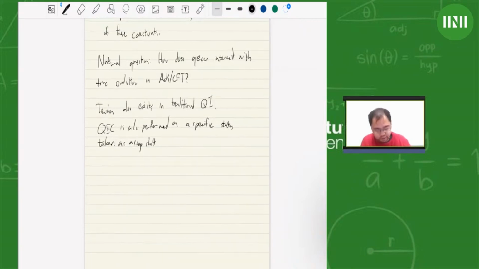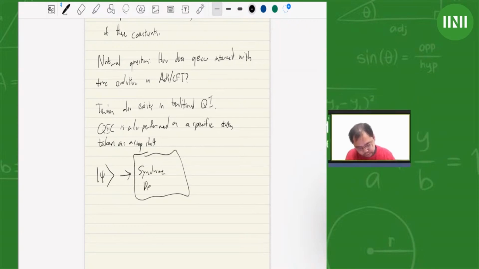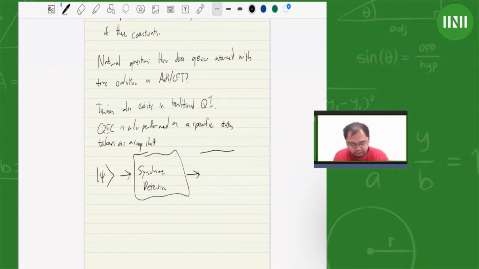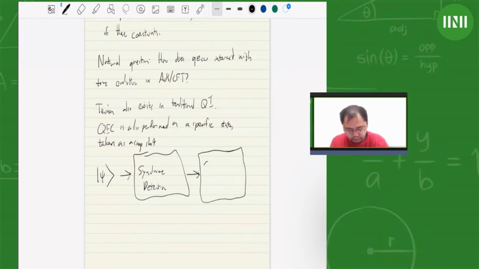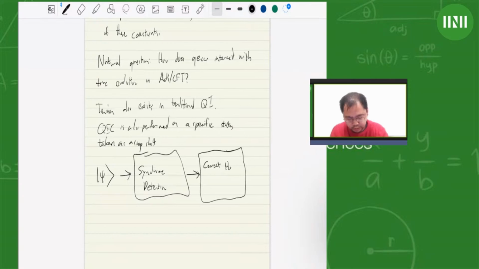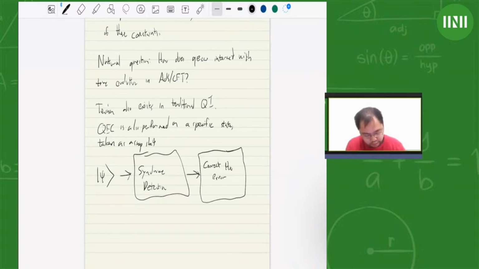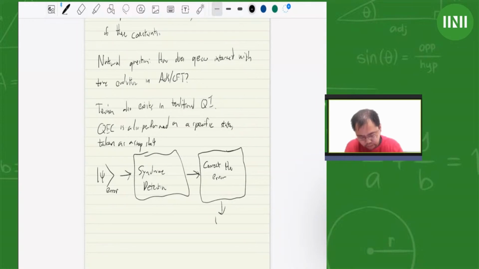So the way to think about this is you have some state psi, you do syndrome detection. Once you figured out what syndrome it is, you then correct the error. Error input, you detect the syndrome, you correct the error, and then you output some psi corrected.